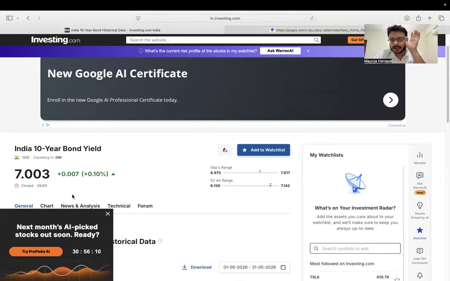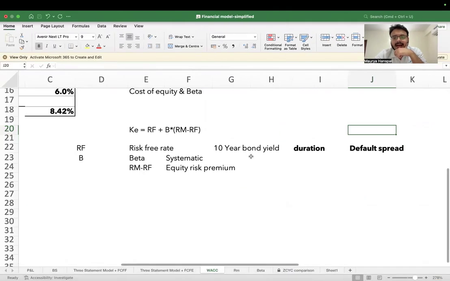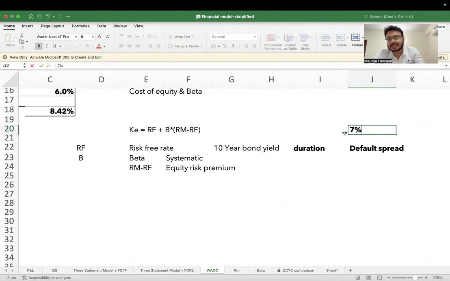7%. ठीक है. So that 7% का number is the current bond yield. 7% का number is the current bond yield in India. So 7% का number I can just take up here. Now I need to subtract that default spread. I need to subtract the probability of that default, right? So how can I subtract the probability of that default in terms of the risk-free rate? From where I can get that default spread?